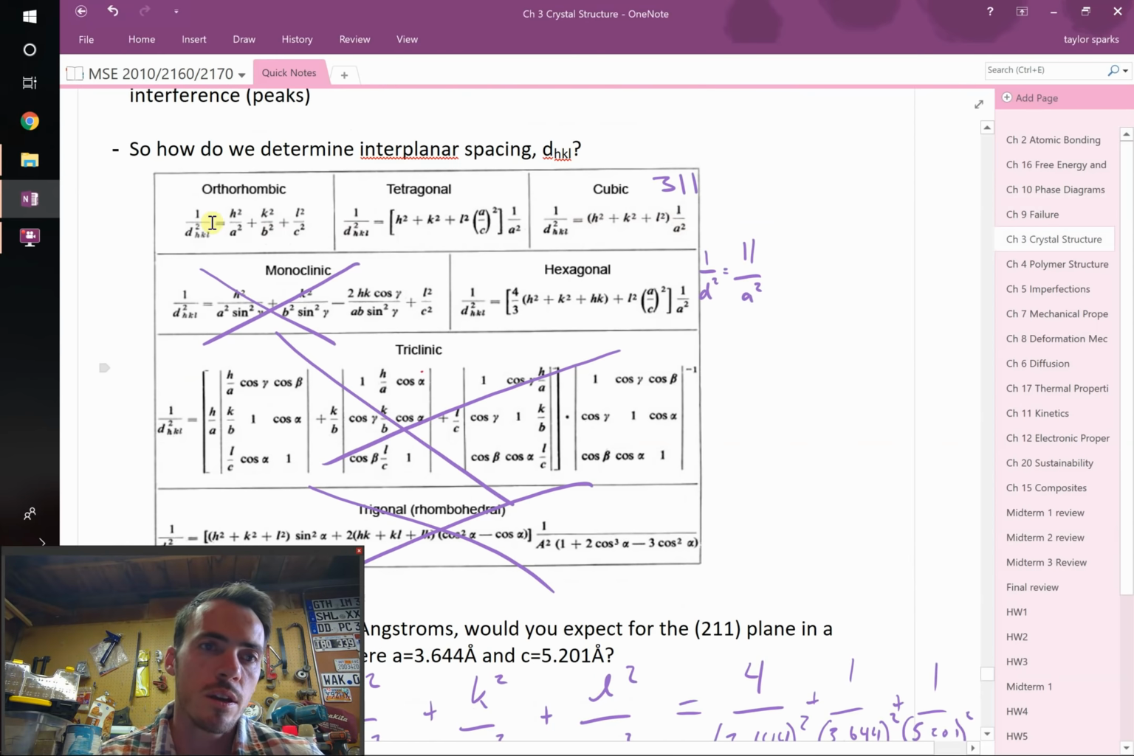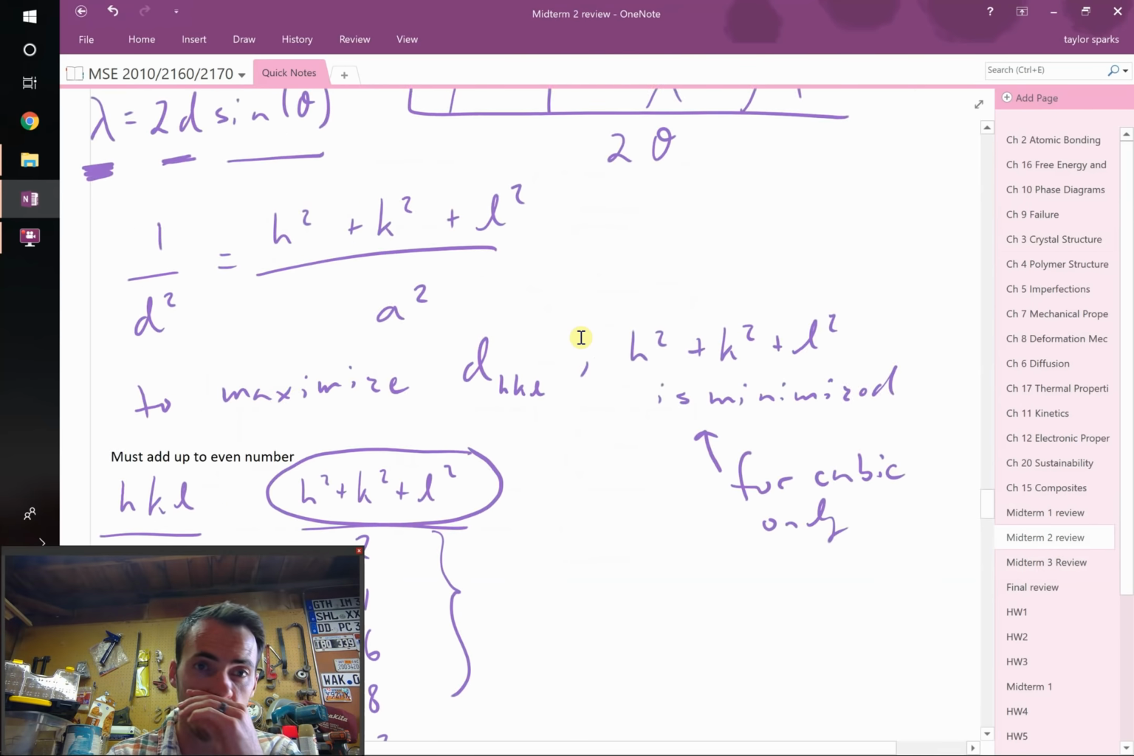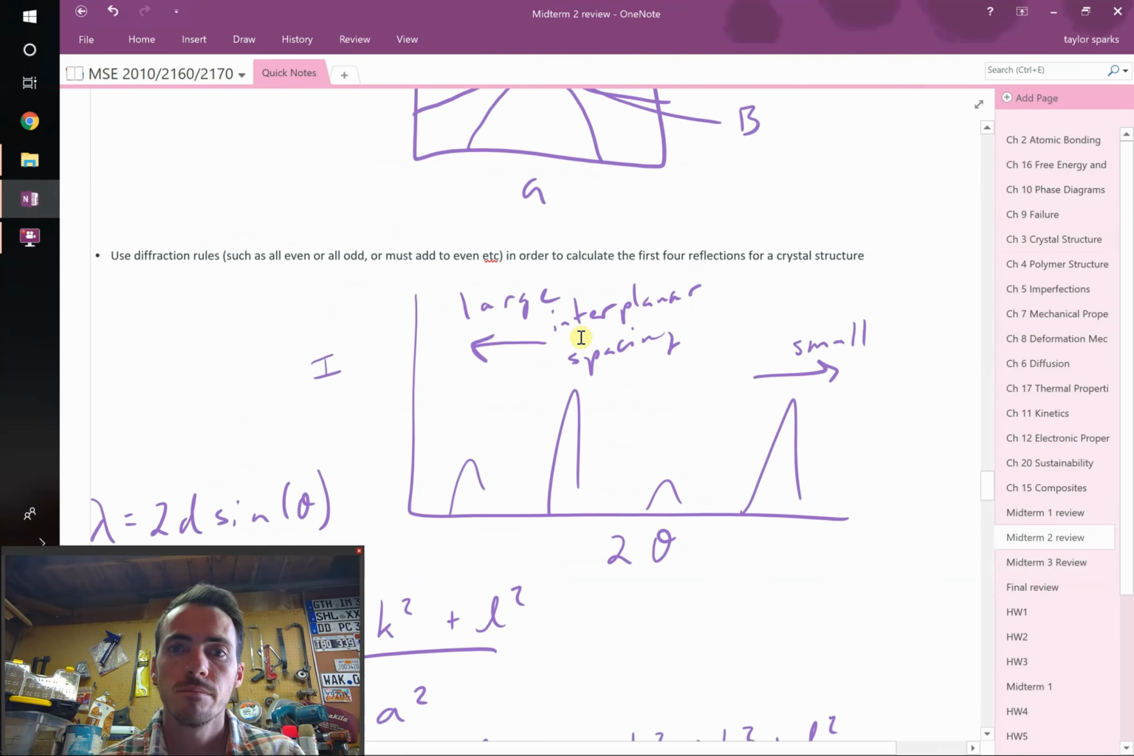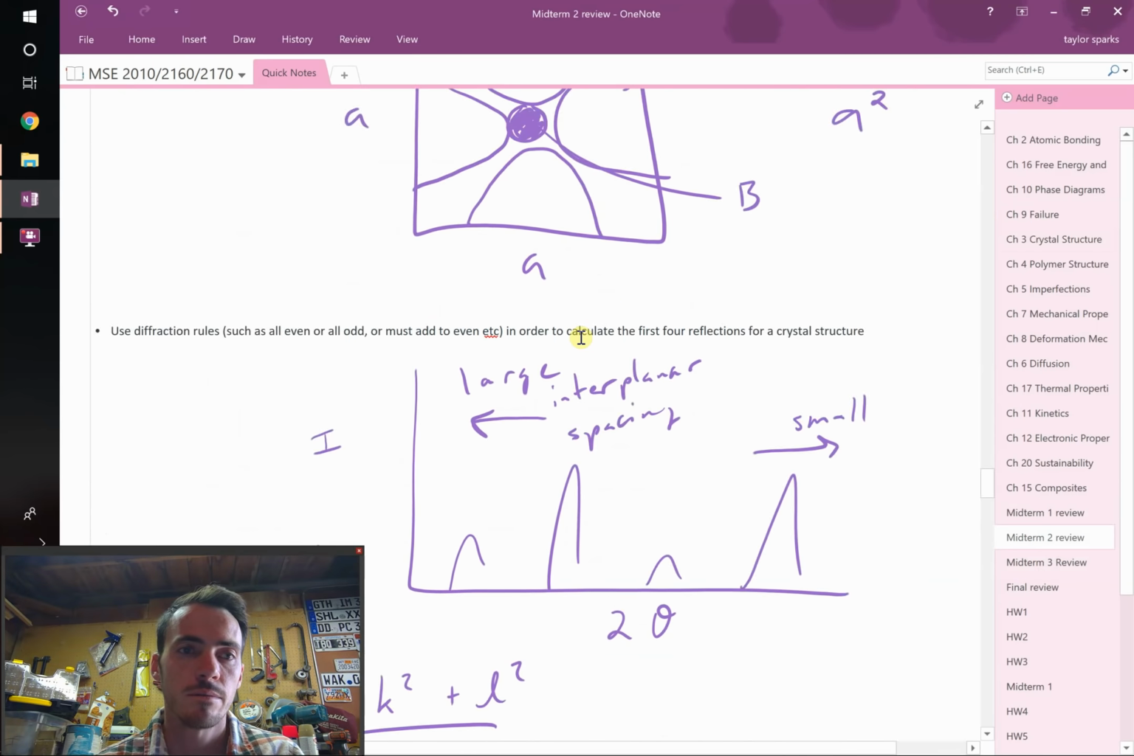But take orthorhombic. If you want d_hkl to be as large as possible, then you want this whole right-hand side to be as small as possible. So you can't just look at h squared plus k squared plus l squared. You have to include the lattice parameters in your calculation, okay? Same thing with tetragonal, same thing with all of them, except for cubic. So that would be how you figure out the first 4 reflections for a crystal structure, okay?